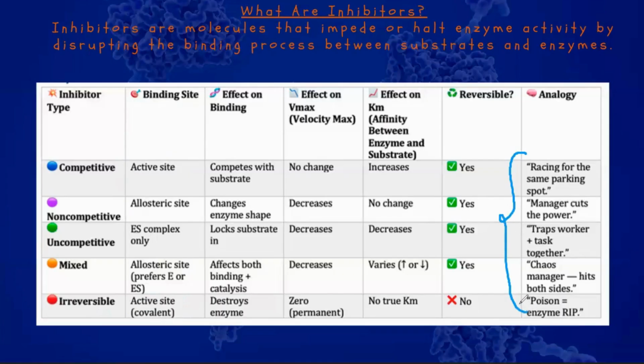the different analogies provided. So competitive is racing for the same spot. We didn't talk about this, but non-competitive is when a manager cuts the power. Uncompetitive is when we're trapping the worker and the tasks together. Mixed is chaos, basically everything's being affected. And irreversible is when the enzyme literally passes away and no longer can function.